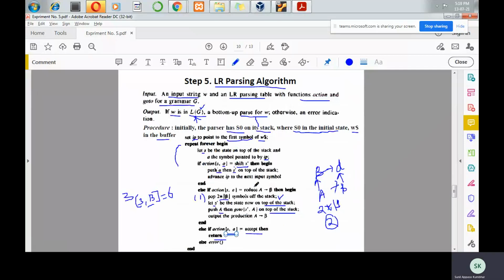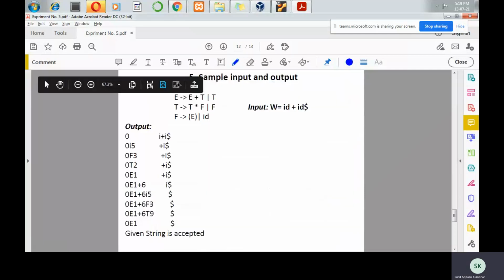So the sample input and output. Let us consider this grammar and the input is id plus id followed by dollar. So the input is what? A string, and the output should be the stack implementation. Now let us see the demo.